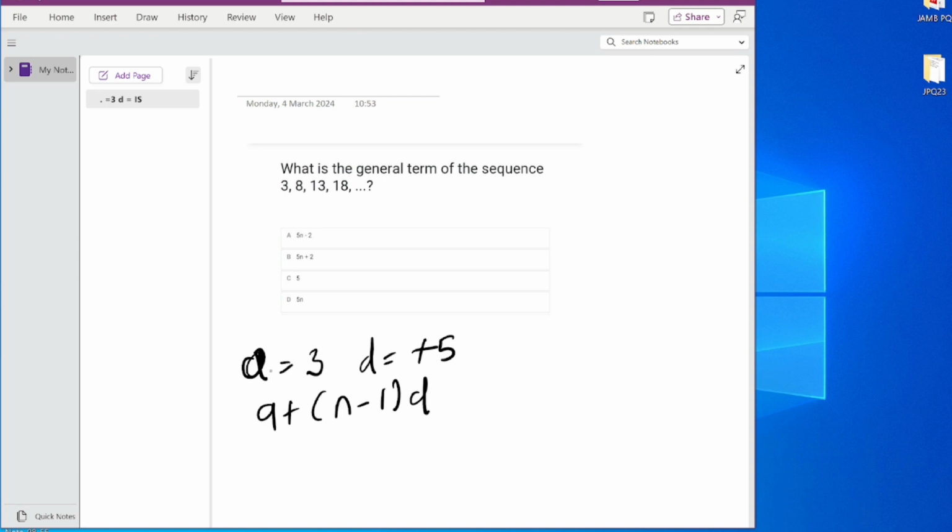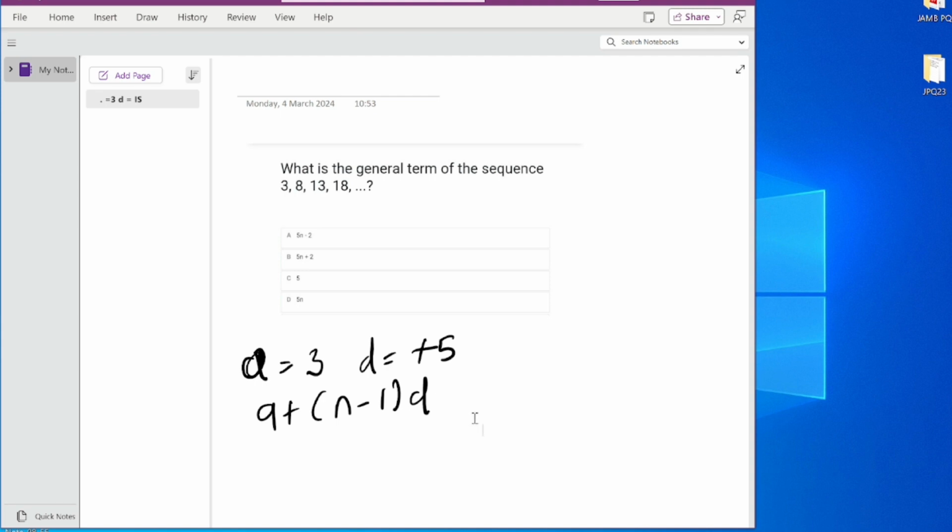The third term is 13. The fourth term, that's n equals 4, is 18. That can change, but the first term is always 3, and the common difference is always 5. We'll go back into solving the question.